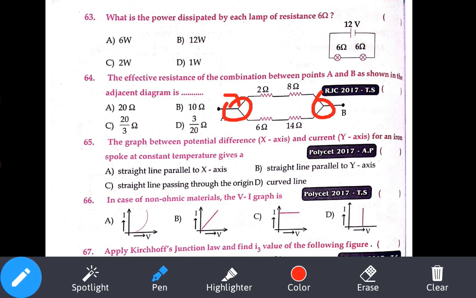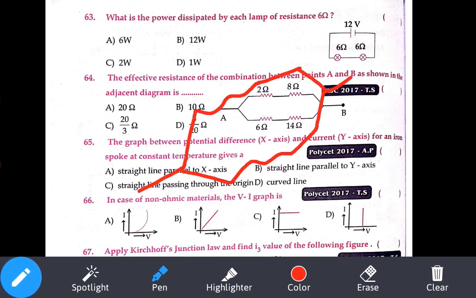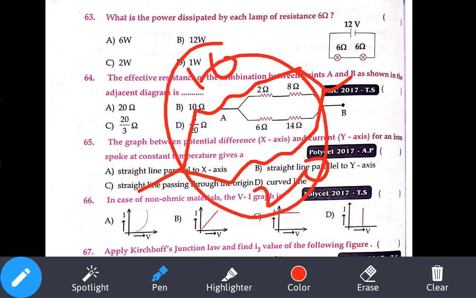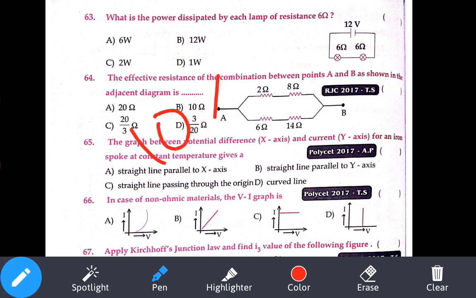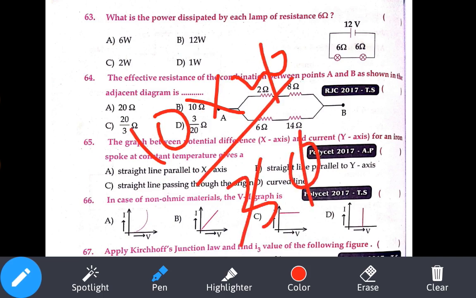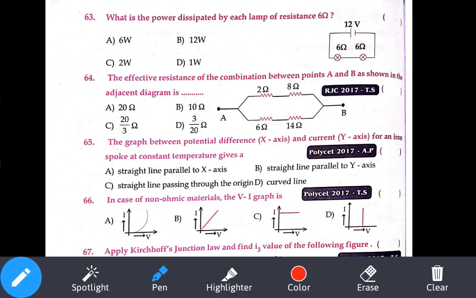The effective resistance of the combination: if you observe here at this junction and this junction, current is divided into two paths. So this is a parallel connection, but in this path these two are in series and these two are in series. So 8 plus 2 is 10, and 6 plus 14 is 20. So this is our 10 and this is our 20. Now these two are parallel. R1 R2 by R1 plus R2, 10 into 20 by 10 plus 20, that is 30. Zero gets cancelled, 3 will not get divided. So 20 by 3.